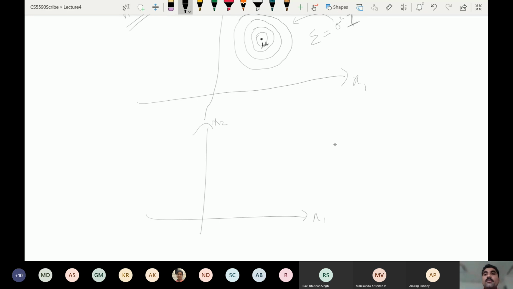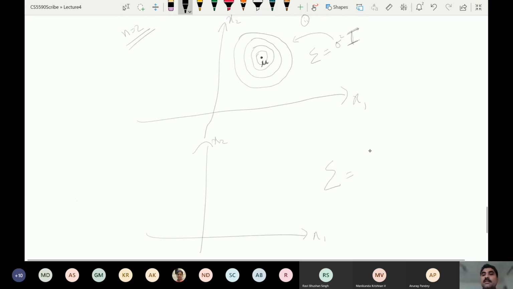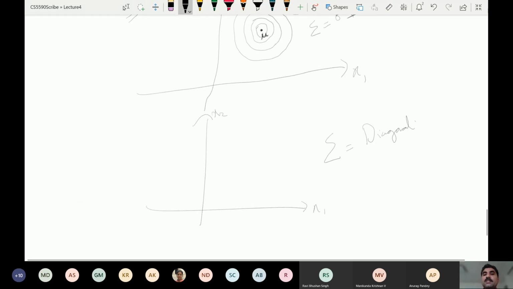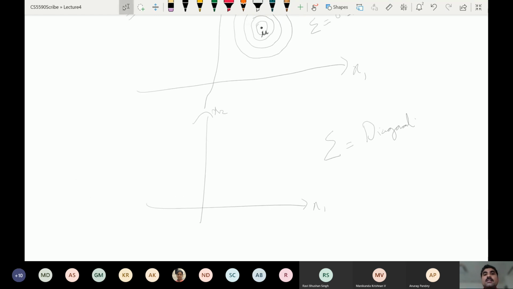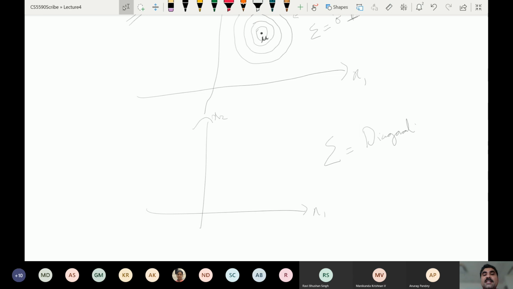If you take a sigma which is a diagonal matrix, then the cross sections will look like ellipses which are axis parallel. So maybe elongated along x1 and compressed along x2. My drawing is bad, but these are axis parallel. That is one possibility. The other possibility is that x2 is elongated and x1 is compressed.